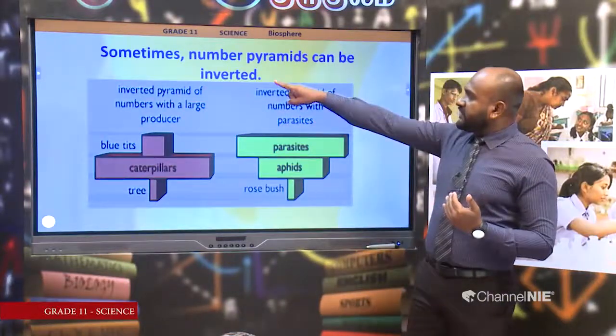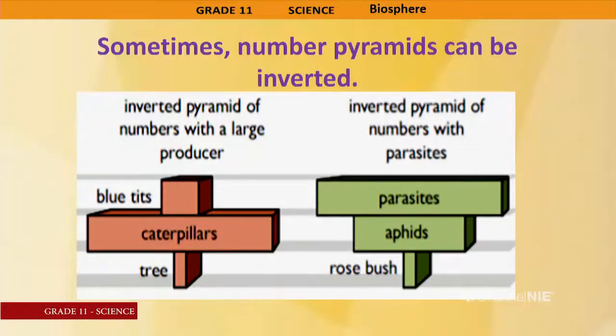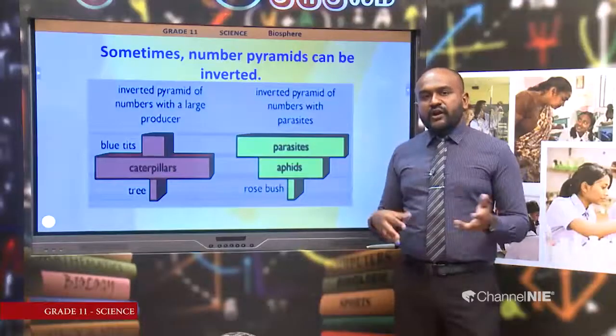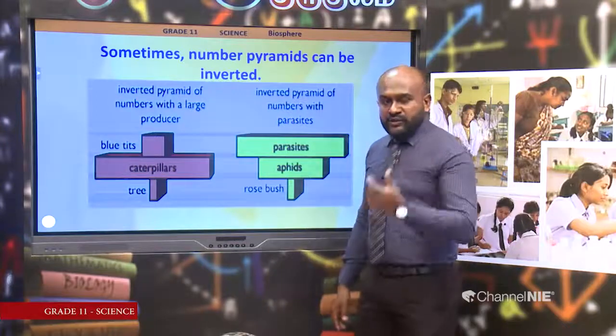Yeah, that is what I said, sometimes number pyramids can be inverted. Now, you see a rose bush, just one; many aphids can feed on that, and there will be many parasites feeding on aphids. So, then this is a completely different number pyramid. So, then it does not give us a correct picture about energy flow. To overcome this defect, ecologists have introduced another ecological pyramid.